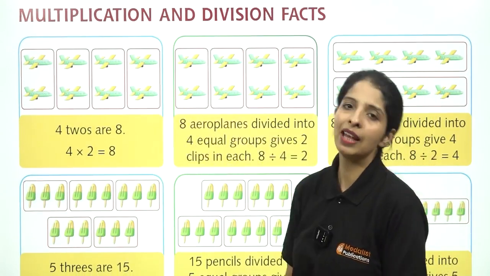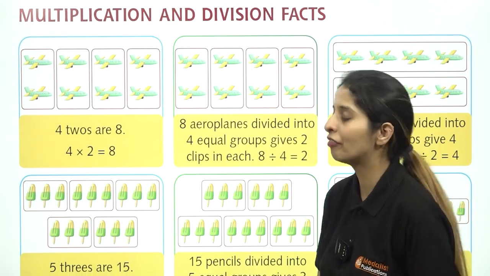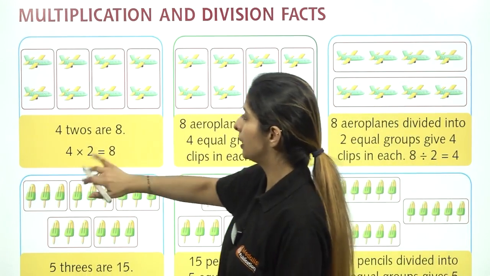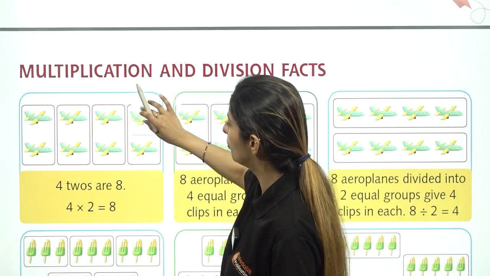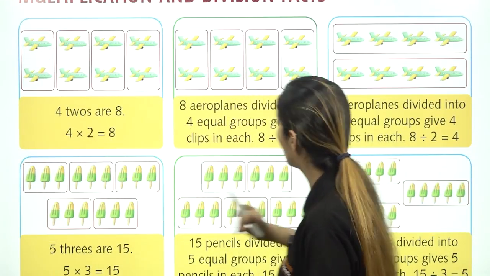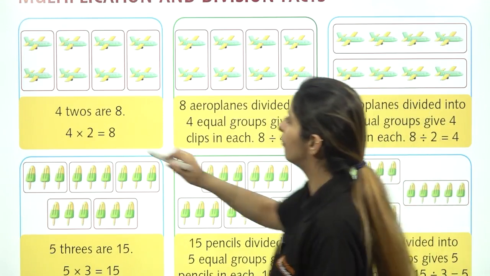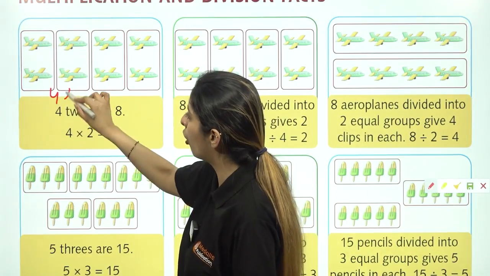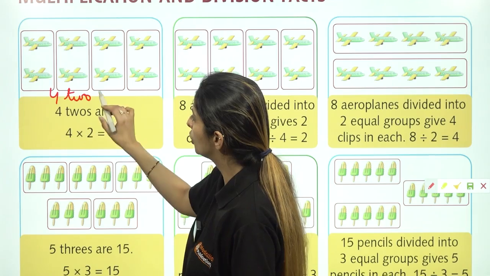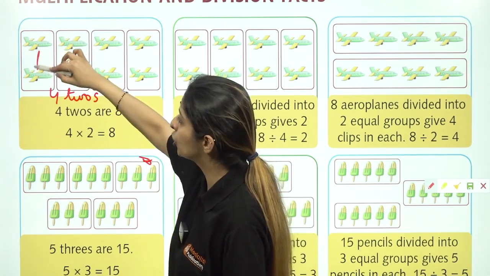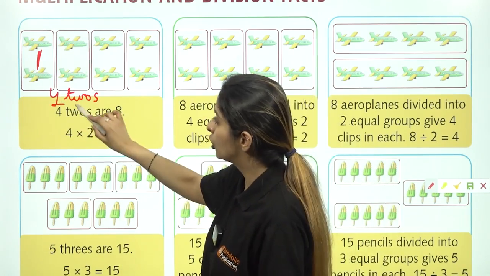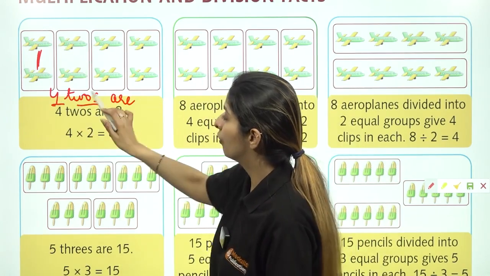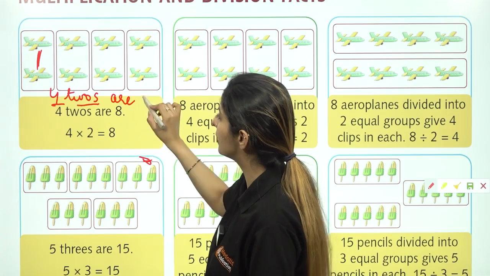Now next is the multiplication and division facts. Here you see one group, two group, third group, fourth group. So what do we have? We have 4 groups, means 4 twos, because in each group we have 2 airplanes. So 4 twos are 4 into 2 is 8.